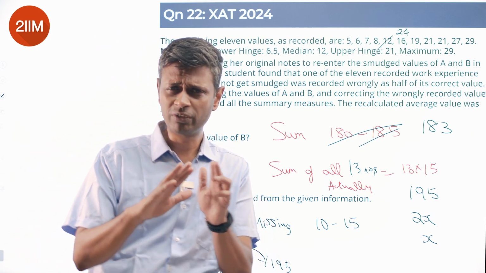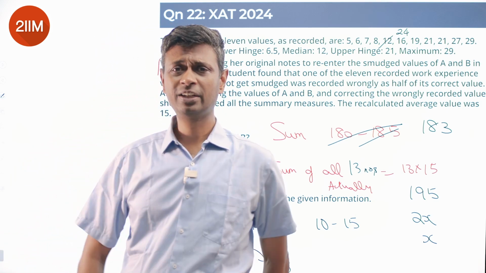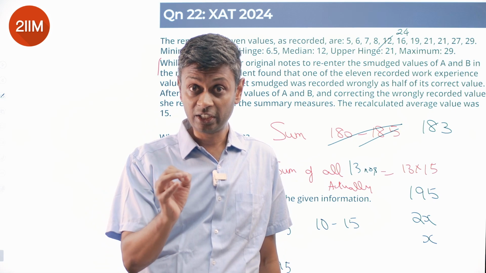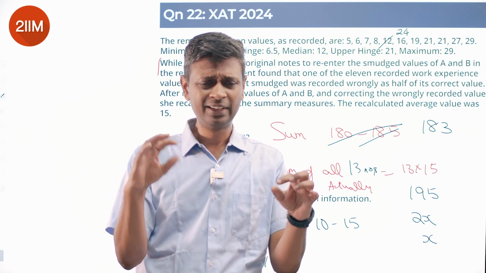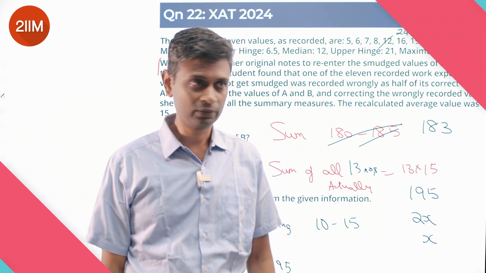Step by step we deduce, make inferences about the median, deduce what A could be very accurately and what range of values B could take, and then join the dots and finish this off.